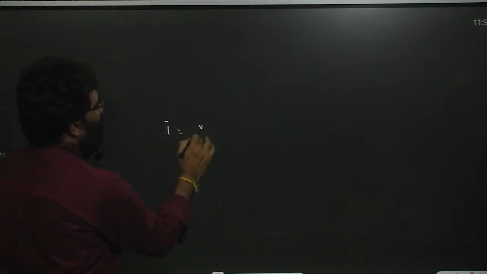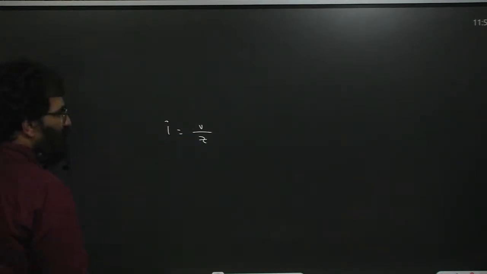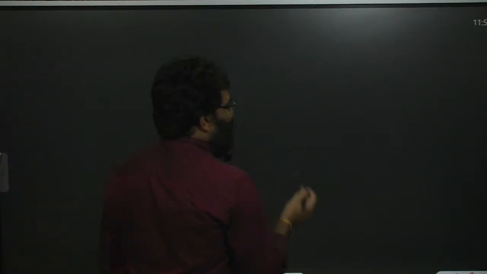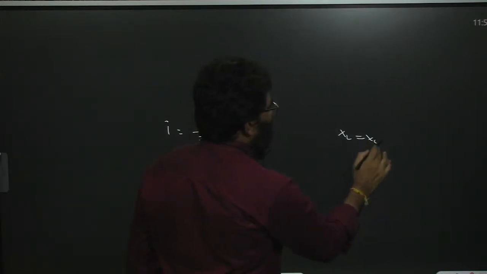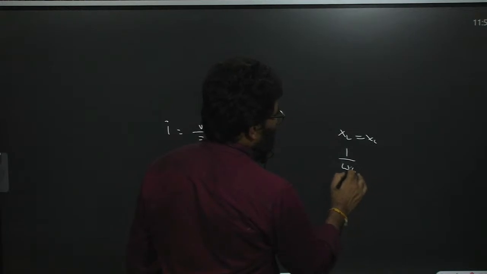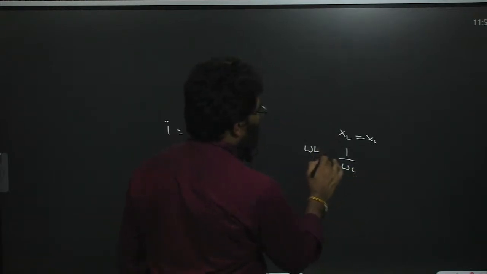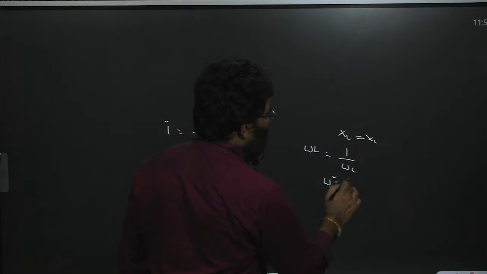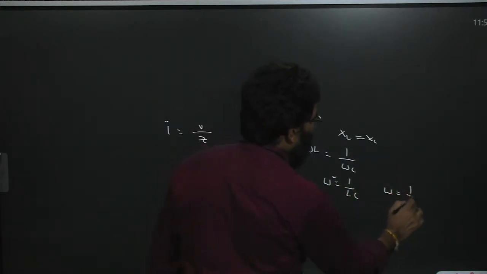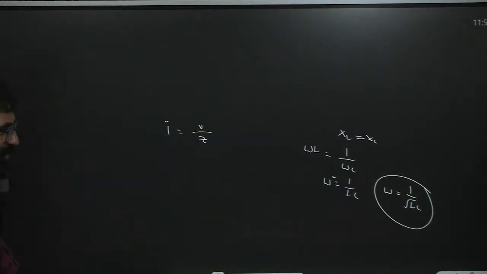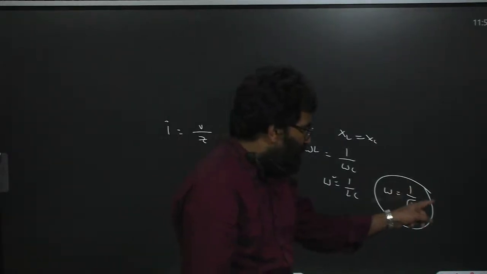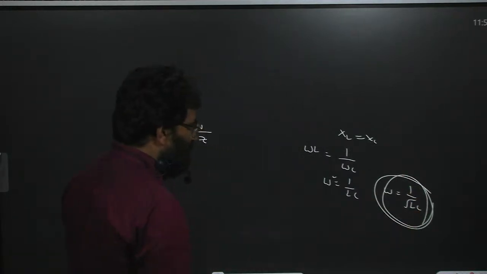Now, current is always V by Z. Now onwards we are using this impedance, the total resistance, V by Z. So whenever resonance is happening, resonance means what? XL is equal to XC. 1 by omega C, so omega L is equal to 1 by omega C. So omega square is equal to 1 by LC, so omega is equal to 1 by root LC. So whenever the external source frequency and the internal frequency are matching, then resonance will be happening.